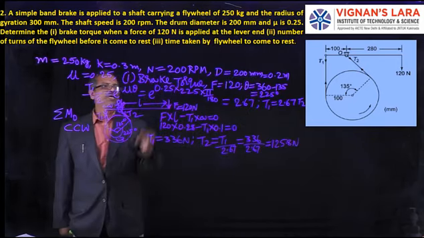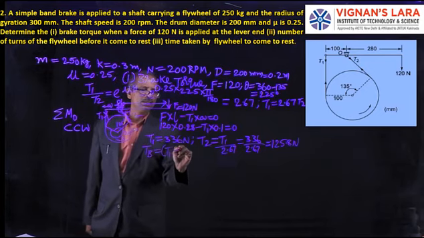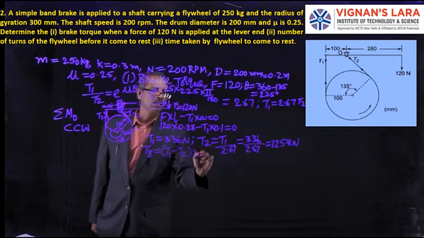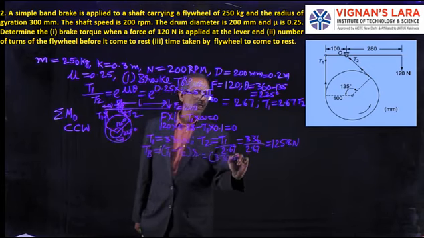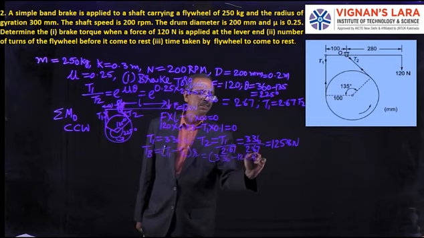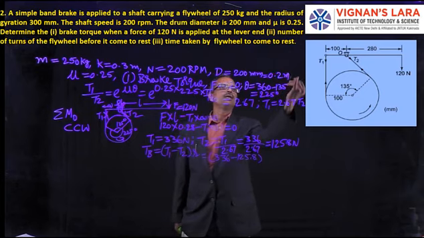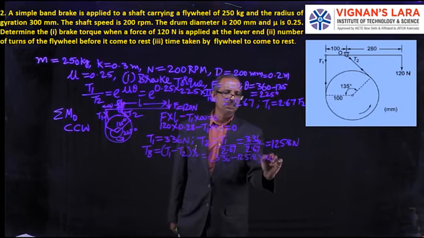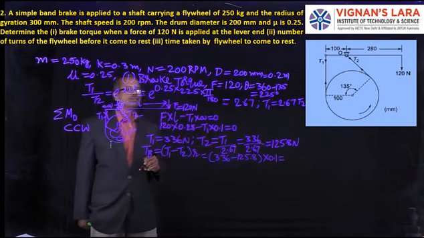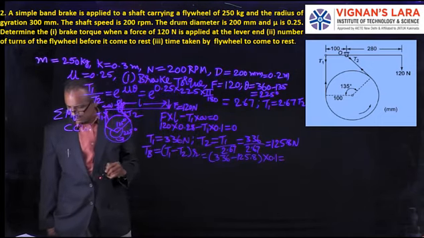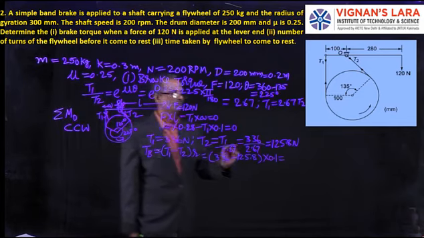We are supposed to find the braking torque TB, which is (T1 minus T2) into R. That is 336 minus 125.8, times R. The brake drum diameter is 0.2, so the radius is 0.1. Then you get 21 Newton meter.